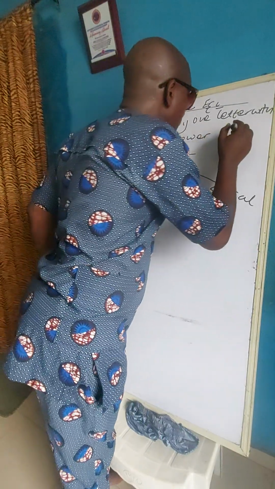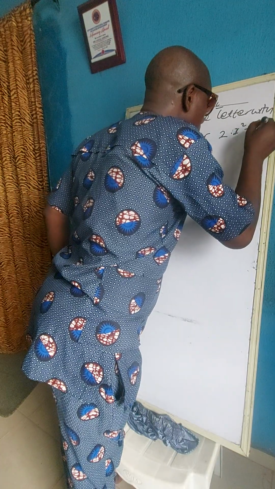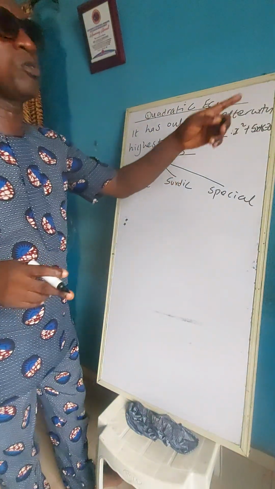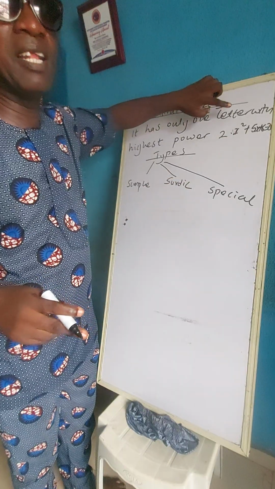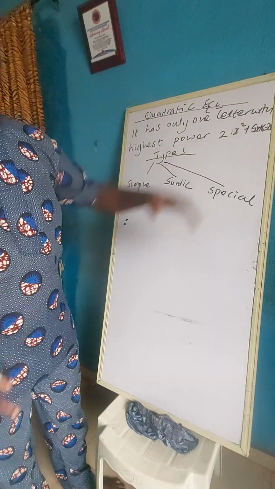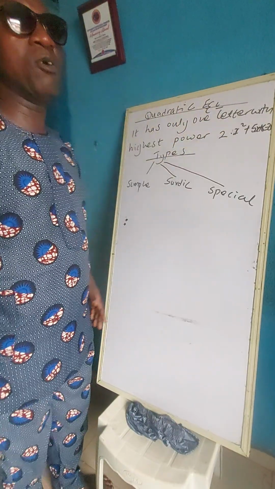Like x squared plus 5x plus 6 equal to 0. Letter x, only one letter, and the highest power of that letter is 2, which is square. That's how you can get the difference between the linear and quadratic equation.